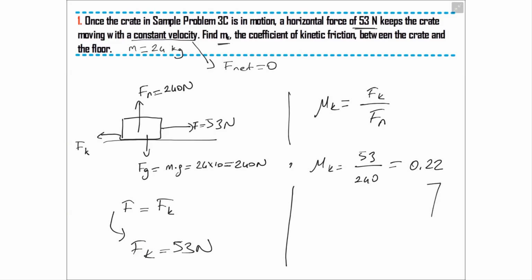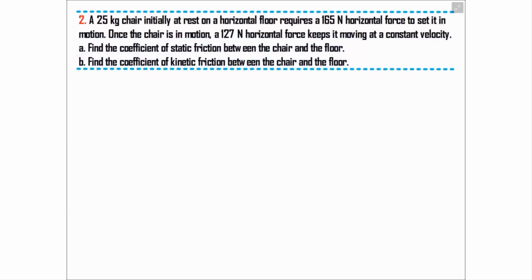Thanks for listening. Hello, welcome everyone. In this question it says a 25 kilogram chair initially at rest on a horizontal floor requires 165 Newton horizontal force to set, this is the important sentence, to set in motion. Once the chair is in motion, a 127 Newton horizontal force keeps it moving with constant velocity.